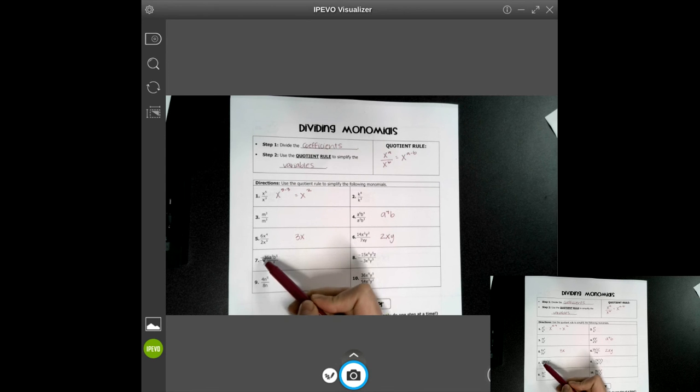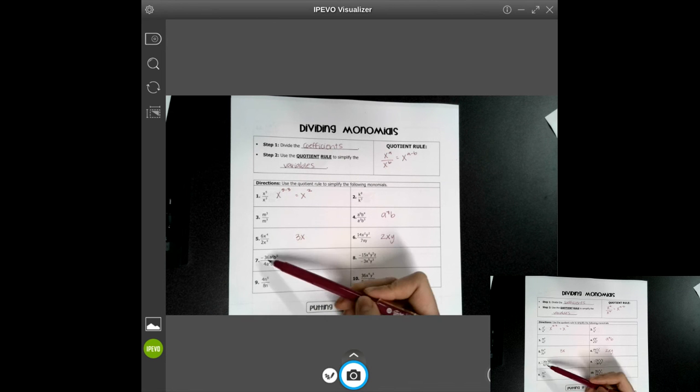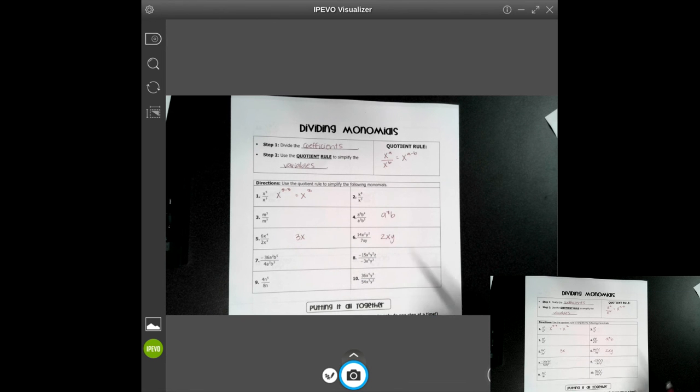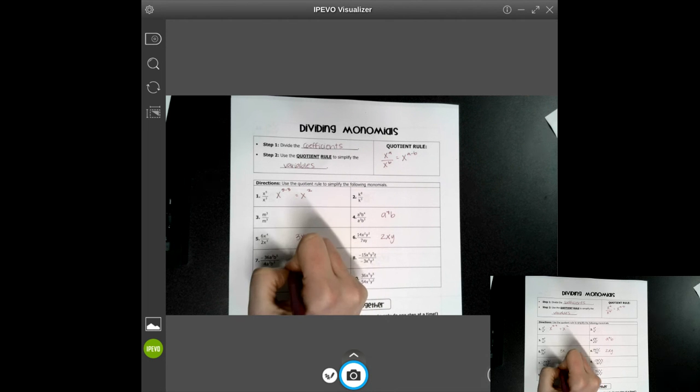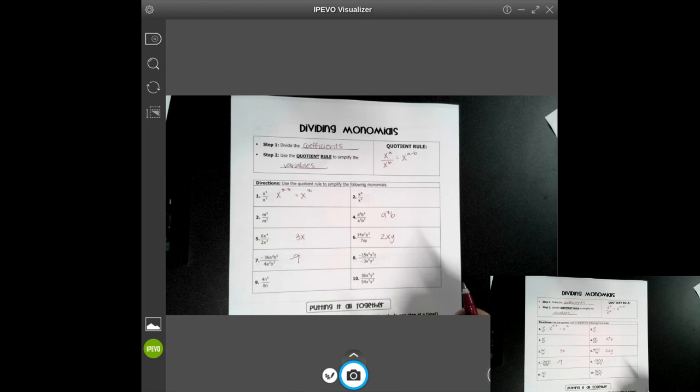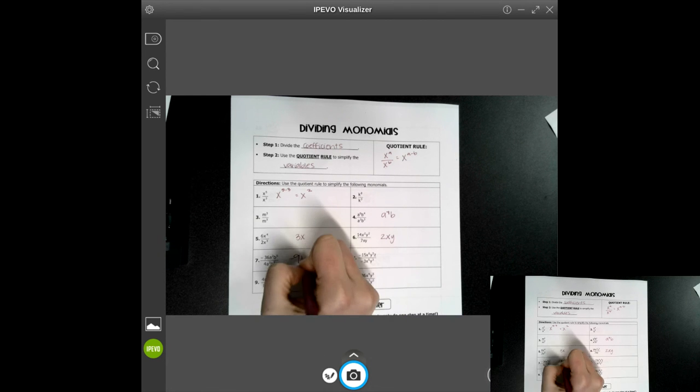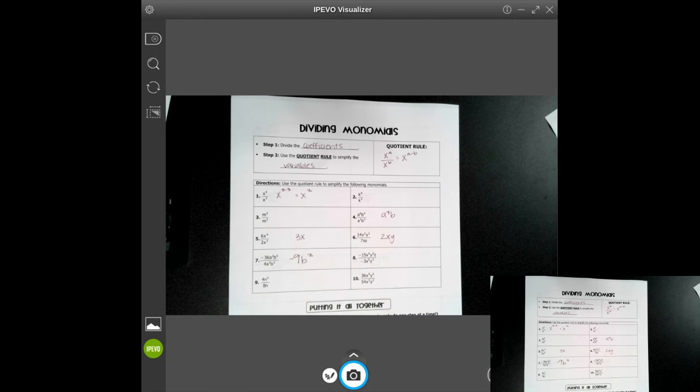I have negative 36 a squared b to the fifth over 4 a squared b to the third. I'm going to divide my coefficients. So negative 36 divided by 4 is negative 9. a squared over a squared would become a to the 0. And we know that anything to the 0 power is just 1, so we don't need to write a anymore. And then b to the fifth over b to the third becomes b to the second. Okay, pause the video and try number 8.